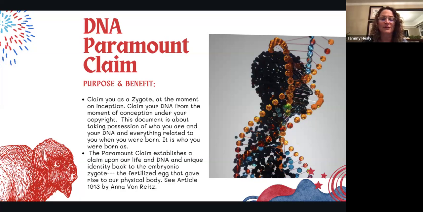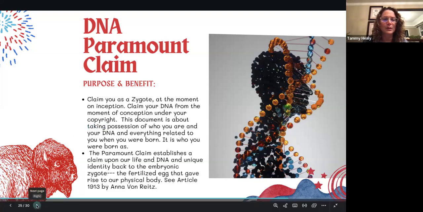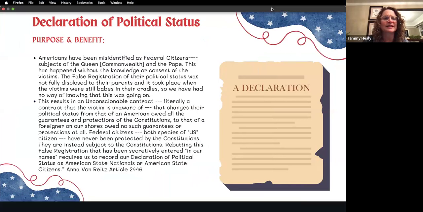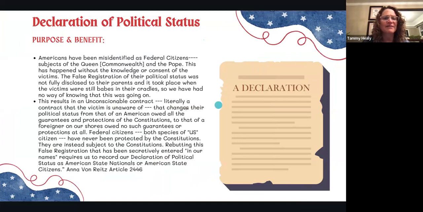And I reference Anna's article here. See article 1913 by Anna von Reitz. It gets into more in depth about that. All right, your declaration of political status, the purpose and benefit. Americans have been misidentified as federal citizens, subjects of the Queen, which is Commonwealth, and the Pope. This has happened without the knowledge or consent of the victims. The false registration of their political status was not fully disclosed to their parents, and it took place when the victims were still babies in their cradles. So we have had no way of knowing that this was going on.